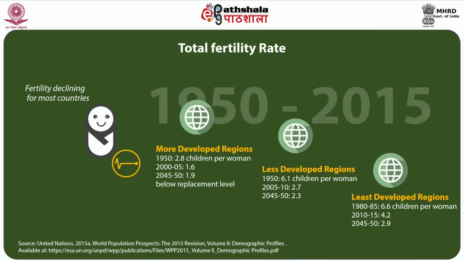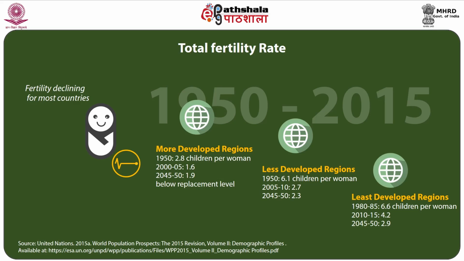If you look at the data, a TFR as high as 2.8 in more developed regions in 1950 to 1955 has come down to 1.6 children per woman in 2000 to 2005. Furthermore, in 2005 to 2007 the reduction is to 1.7 children, and 1.67 children in 2010 to 2015, and projection shows that it is going to be below the replacement level of 1.9 children per woman by 2045 to 2050.